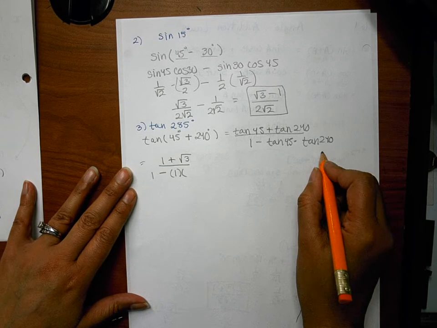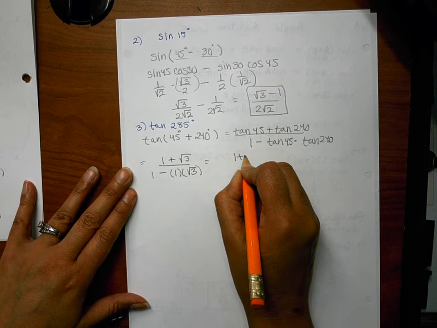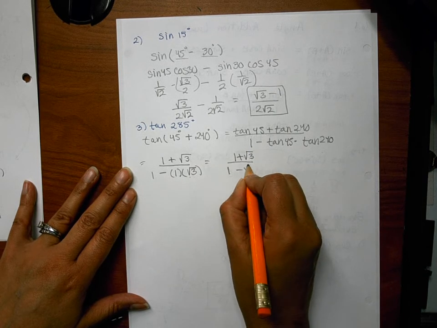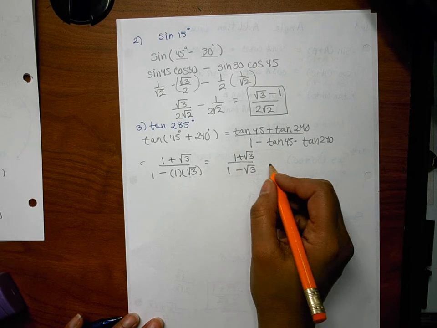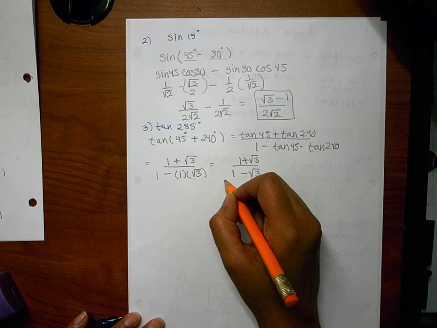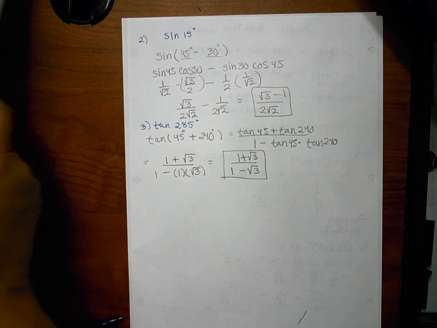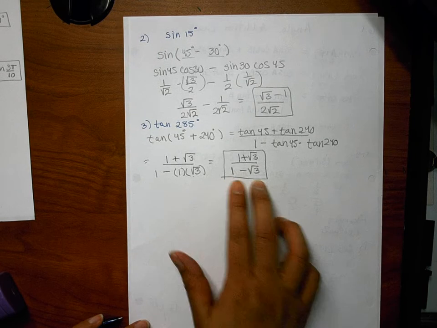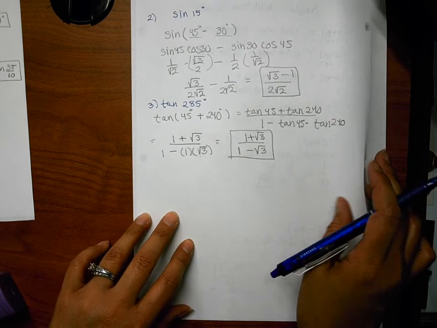1 minus tan of 45, we already found earlier, it's 1. Tan of 240 we found earlier, it's root 3. So I have 1 plus root 3 over 1 minus 1 times root 3, which is simply root 3. These are not opposites. They do not reduce. I can't break off pieces. This is your final answer. Again, if you'd like to rationalize, you could. You would multiply top and bottom by the conjugate, by 1 plus root 3.